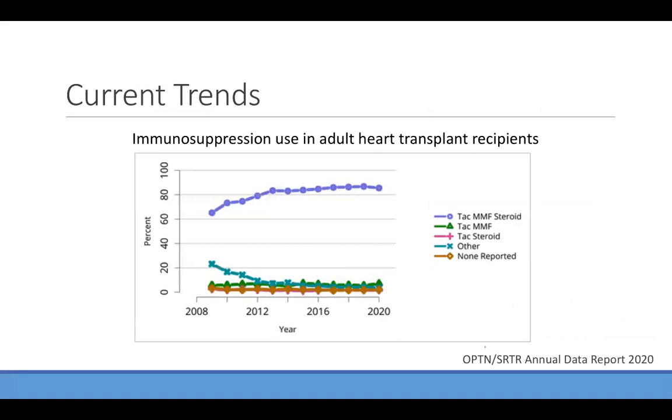In terms of the current trends, as of 2020, it's kind of not even a question what the commonly used immunosuppression agents in adult heart transplant recipients are. They're tacrolimus, mycophenolate, and steroids, which is the purple line. Then followed by either tacrolimus and mycophenolate, just dual agents, or just tacrolimus and steroids. But it blows everything out of the water. The most commonly used are tacrolimus, mycophenolate, and steroids.